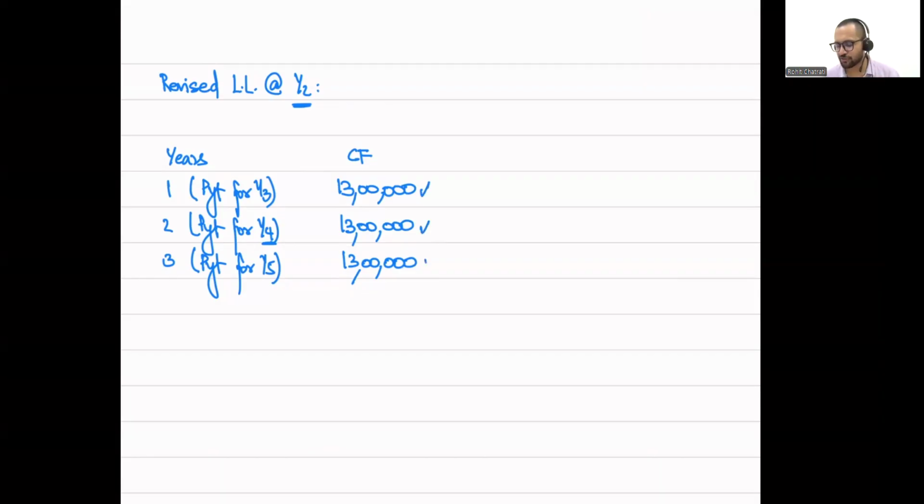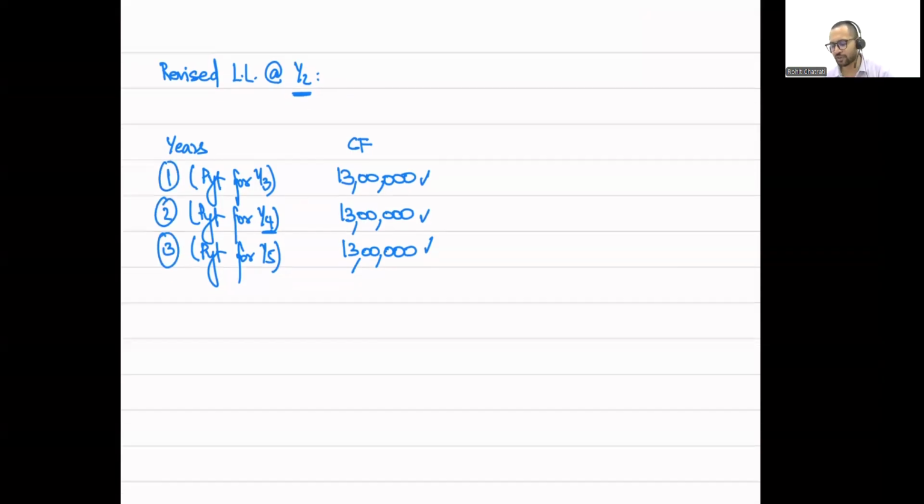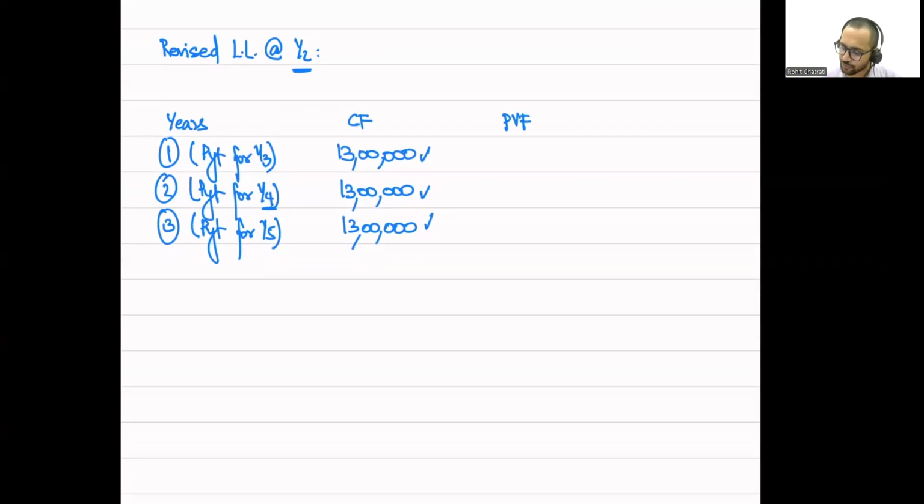We have to make 13 lakhs of payments at the end of year 3, 4, and 5, which is 1 year, 2 years, and 3 years away from today. And we then calculate the present value factor at 8 percent. All right, we're going to take the revised discount rate, which will be equal to 1 divided by 1.08, that is 0.9259. 1 divided by 1.08 the whole square is 0.8573, and 1 divided by 1.08 the whole cube is 0.7938. All right. And then we have the discounted cash flow, which is going to be equal to 13 lakhs multiplied by 0.9259, which is equal to 12 lakh 3,670.